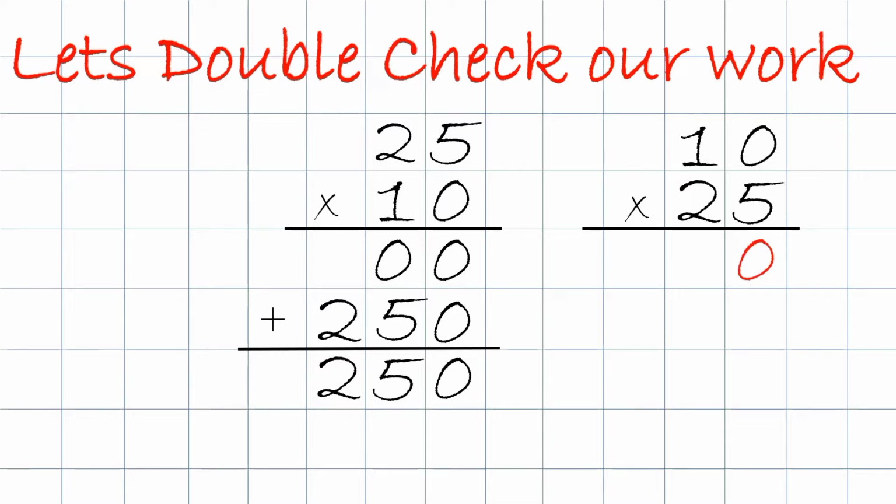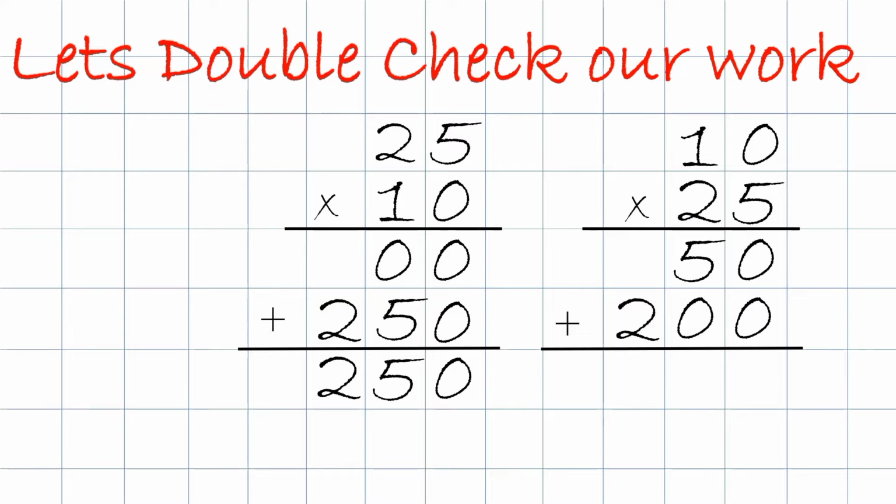5 times 0 is 0. Then 5 times 1 is 5. We move on to 2. Then 2 multiplied by 0, the answer is 0. Then 2 multiplied by 1, the answer becomes 2. So we shall add 50 plus 200 by saying 0 plus 0 is equal to 0. Then 5 plus 0 is equal to 5. Then 2 plus 0 is equal to 2.